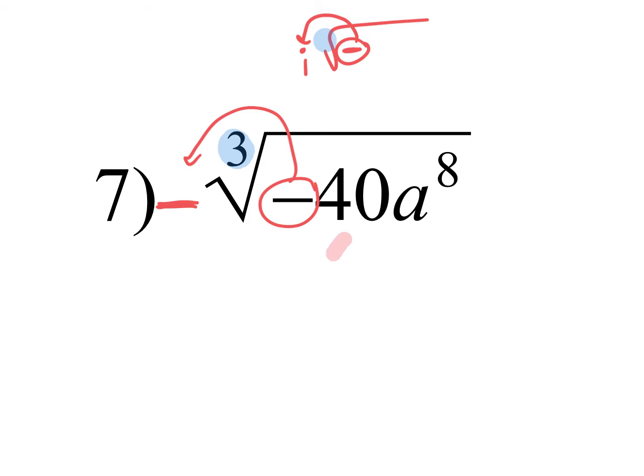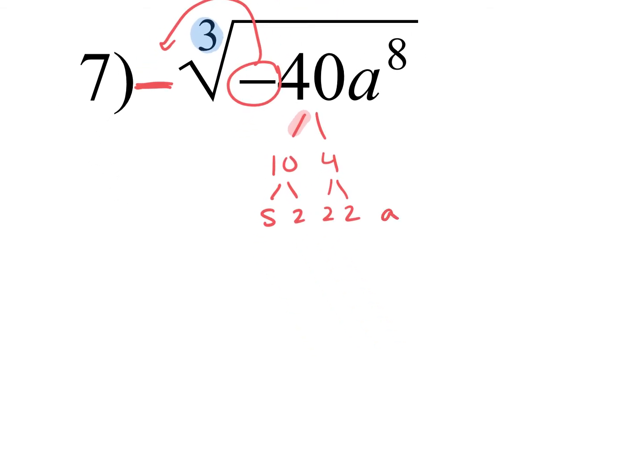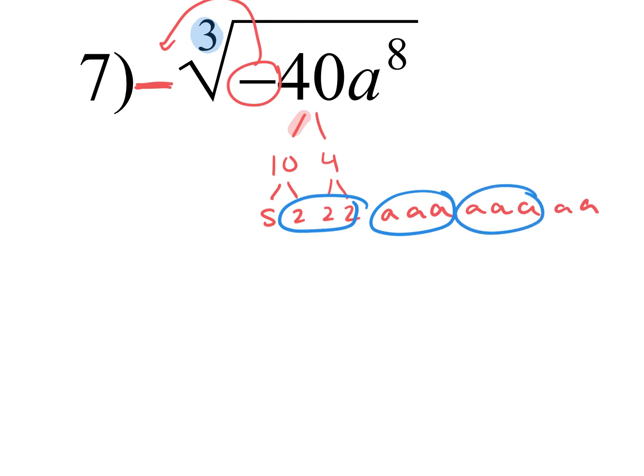So what are 2 factors of 40? 10 and 4. And we could do 5 and 8. That would work too. What are 2 factors of 10? 5 and 2. And 2 factors of 4? And how many a's do I have? 8. 1, 2, 3, 4, 5, 6, 7, 8. I'm circling groups of what? Groups of 3. So I have 3 2's, 3 a's, 3 a's.